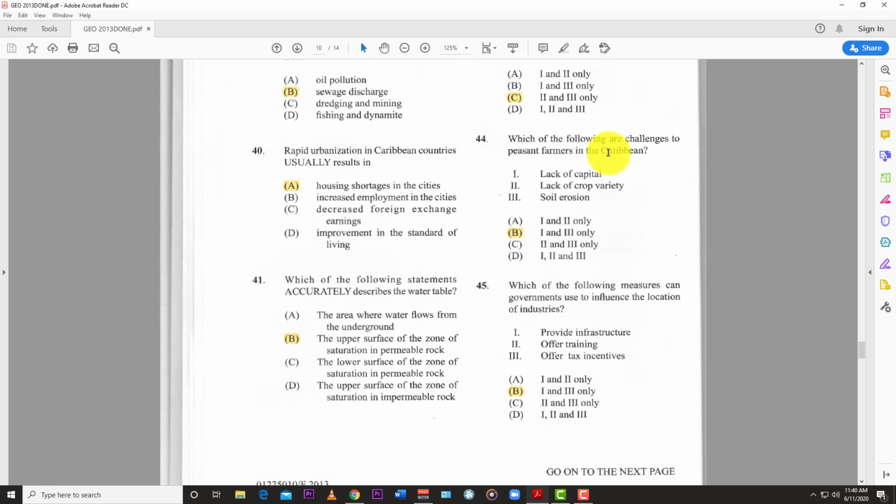44, which of the following are challenges to peasant farmers in the Caribbean? And the answer is, you have some options: 1, lack of capital, which is true; 2, lack of crop variety; and 3, soil erosion. So it's 1 and 2, so that's B.